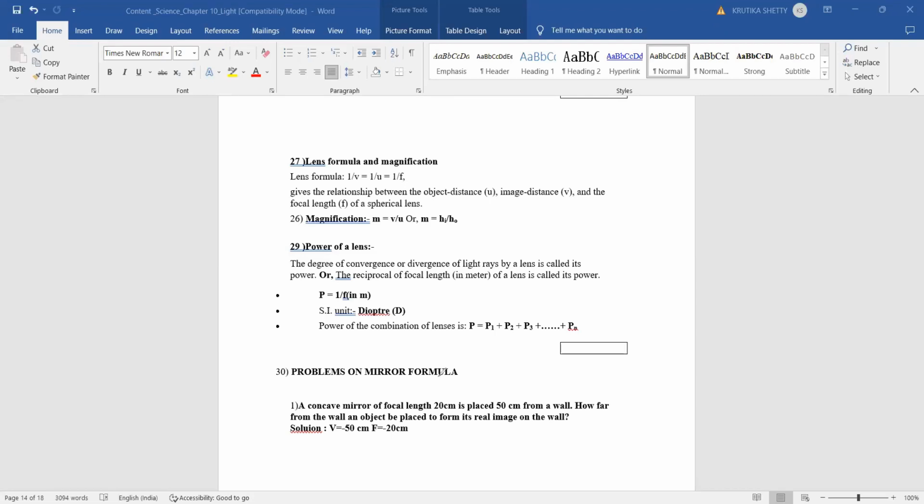So for the concave mirror, the focal length is 20 centimeter. Remember, for a concave mirror the focal length is taken as negative. Do you know when to take positive and when to take negative, or should I give some short note for that? Yes, students. Do you know when to take plus and minus, or do you want any note on that?